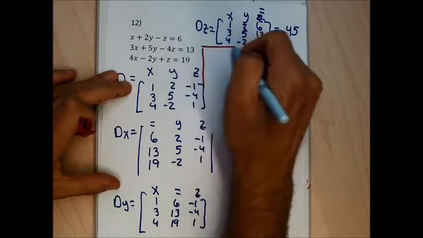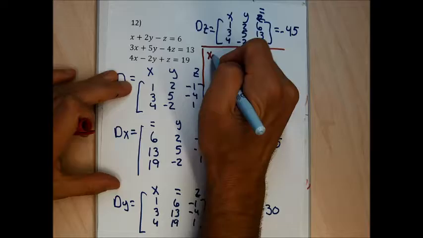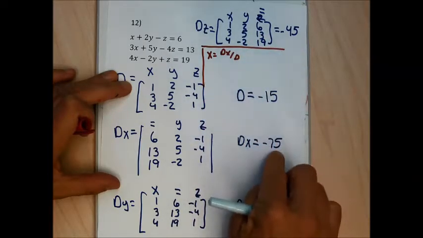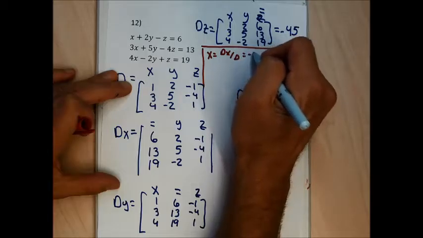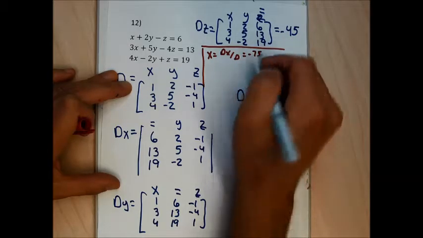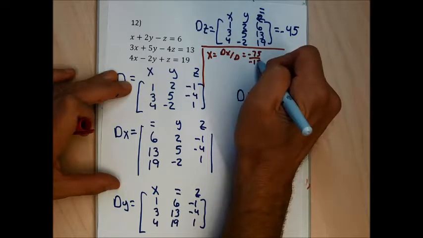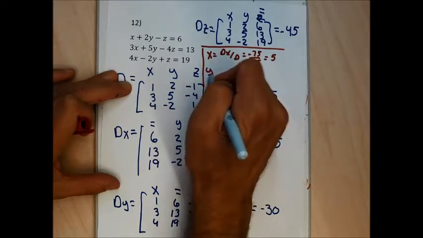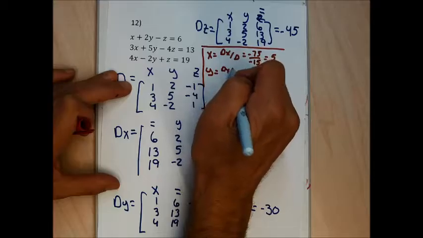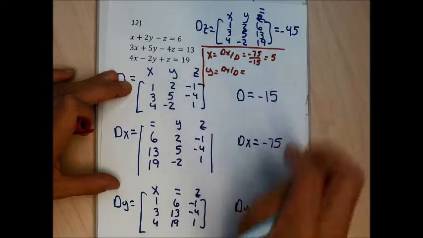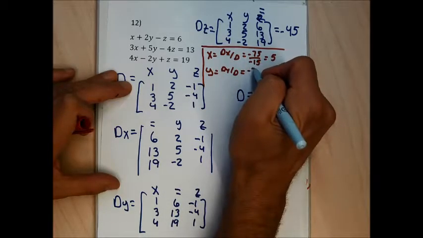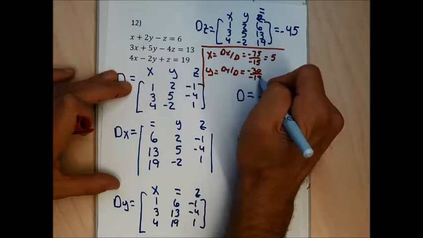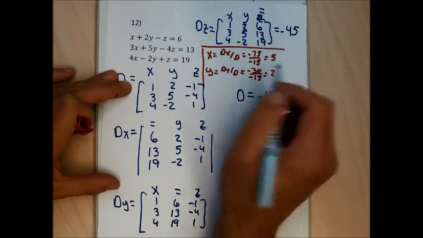I'm going to do the work in an opposite color. X is going to be D sub x over D. D sub x is negative 75. D is negative 15. You can divide those on your calculator. Those come out to be 5. Y is D sub y divided by D. D sub y is negative 30. D is negative 15. Negative 30 divided by negative 15 is 2.